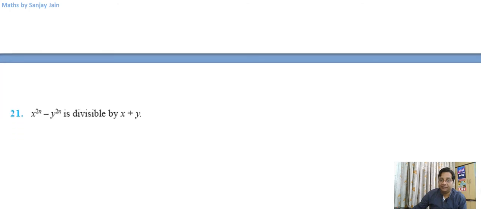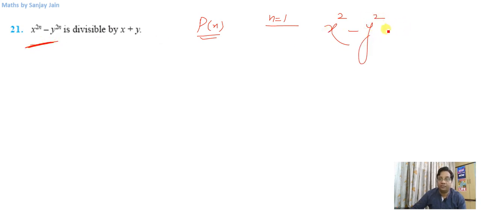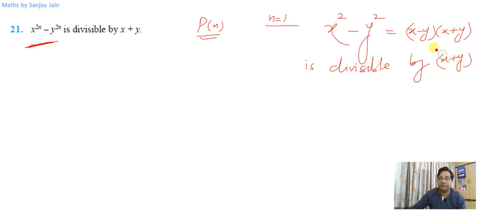And this is a similar question, where we need to prove it to be divisible by x plus y. So let it be P of n. For n equal to 1, I'll get x squared minus y squared here, which is x minus y into x plus y. Hence, it is divisible by x plus y, right? Because x plus y is one of the factors of it for n equal to 1. So I can say P of 1 is true.